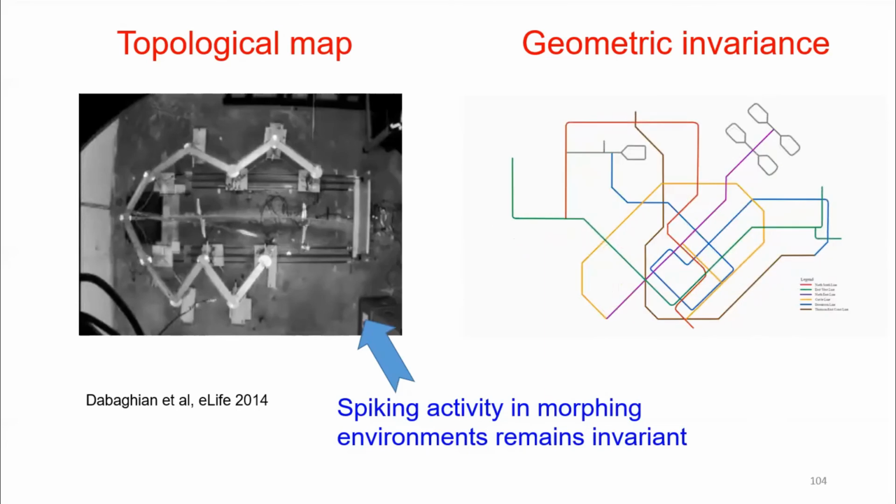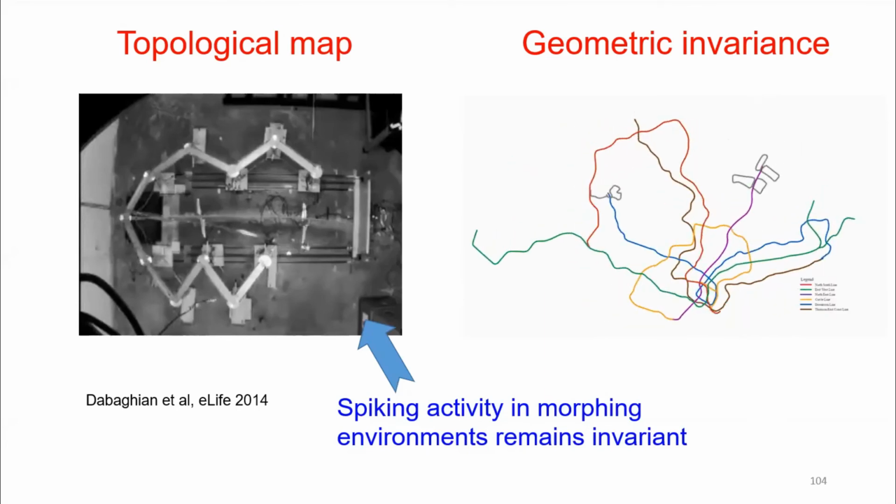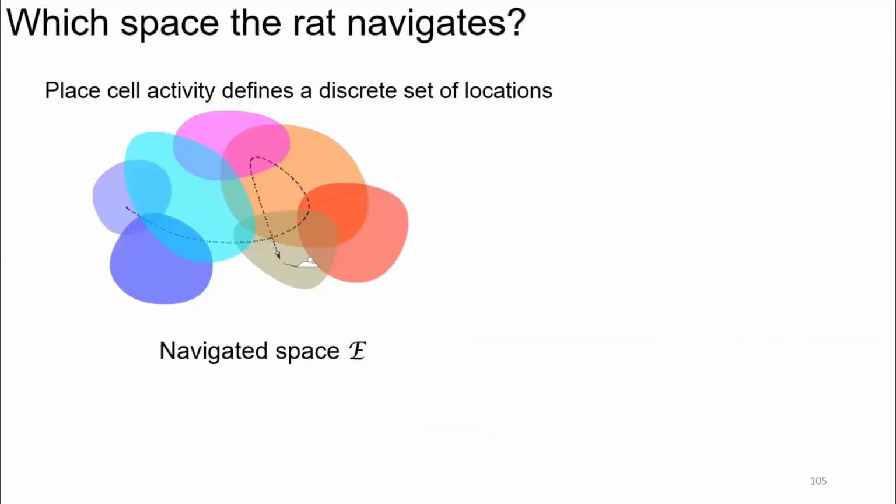So the upshot is that the hippocampus actually represents a topological map of space, not just a map of space, but a topological map of space. And I have very little time, right? 5 minutes. I'll try to quickly go over.